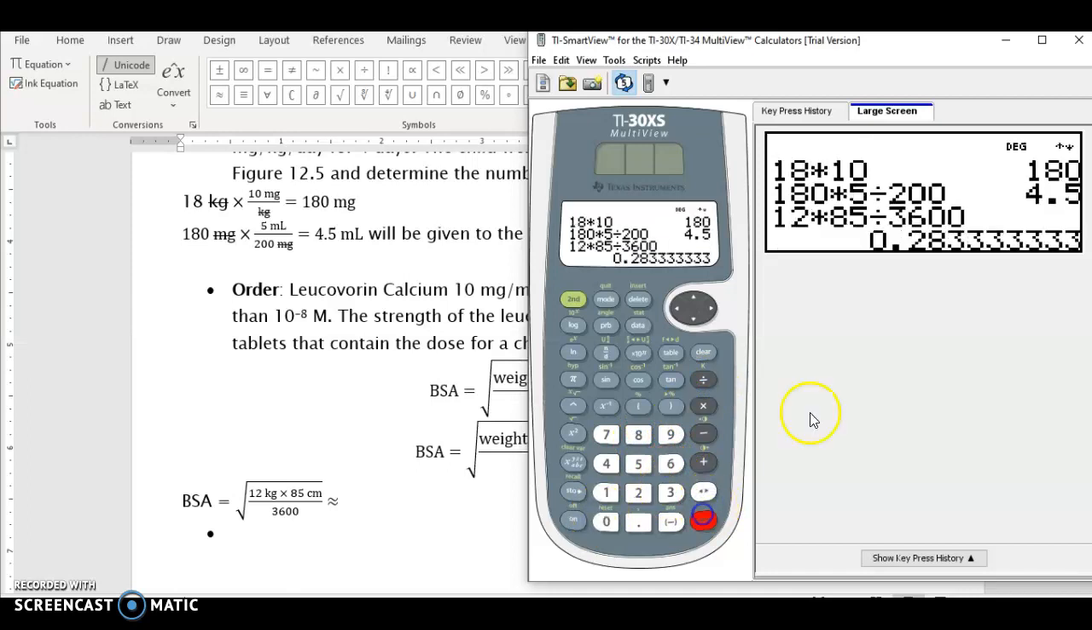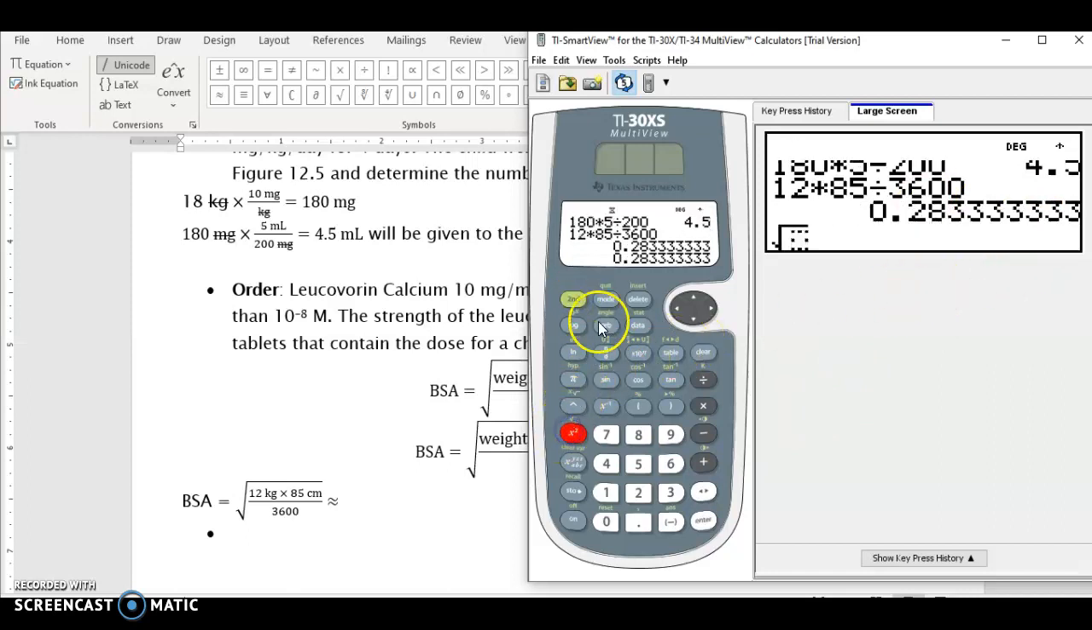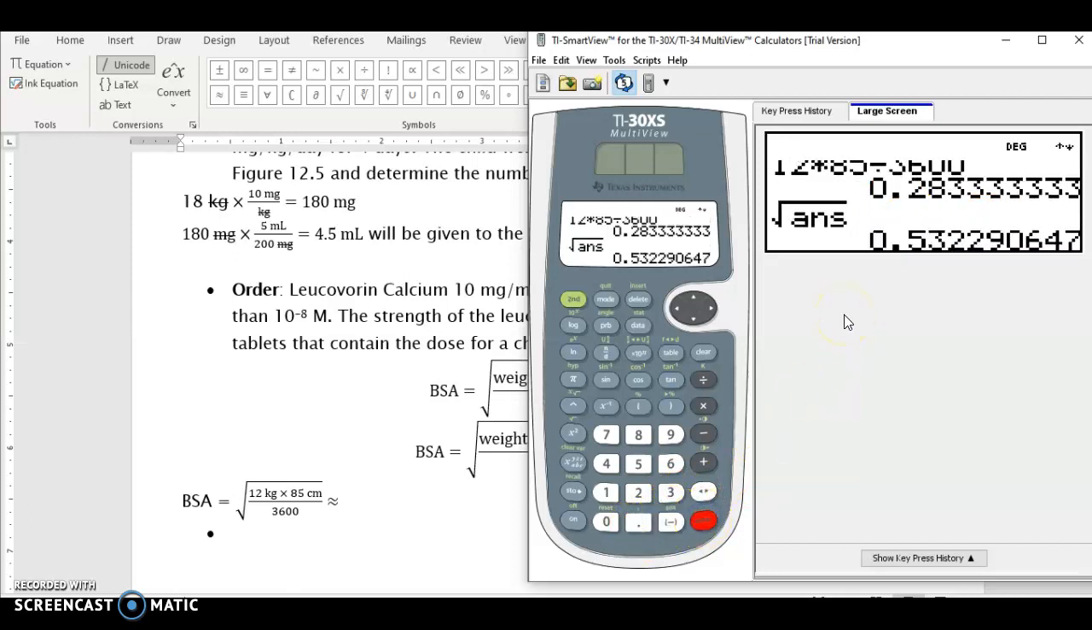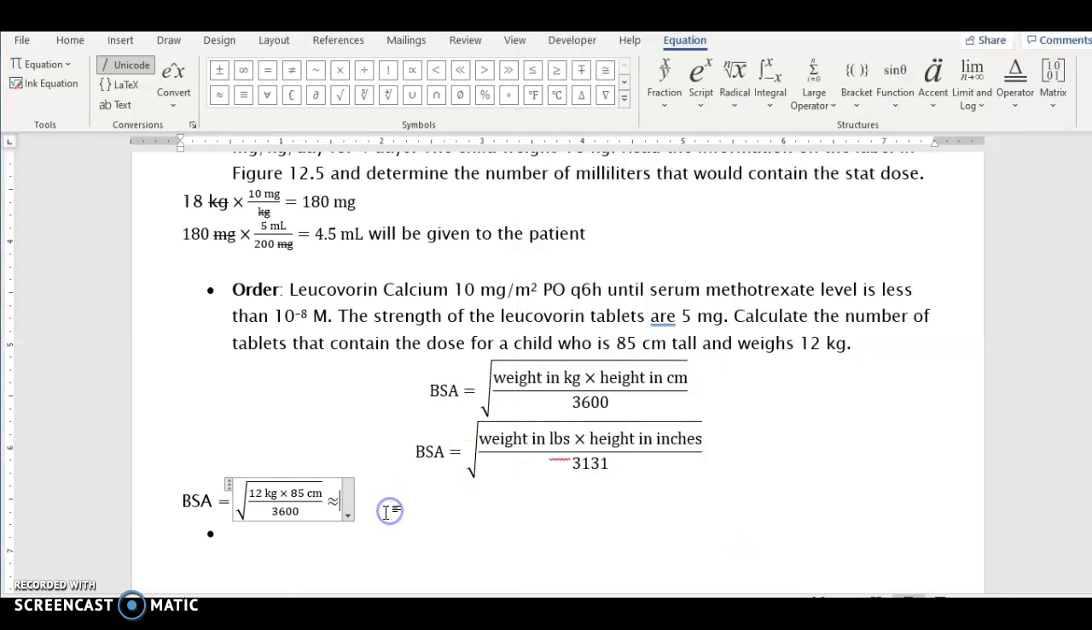Once we get that number, do not round it. We're going to take the square root of that exact decimal, without rounding it. So the square root of our previous answer. Then hit enter, and we're going to round that to 2 decimal places, so we get 0.53 meters squared, which is the body surface area.